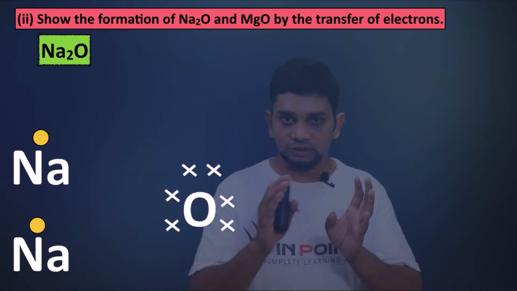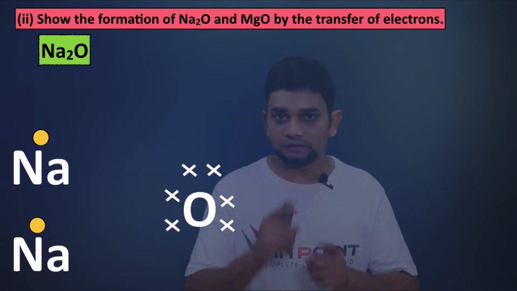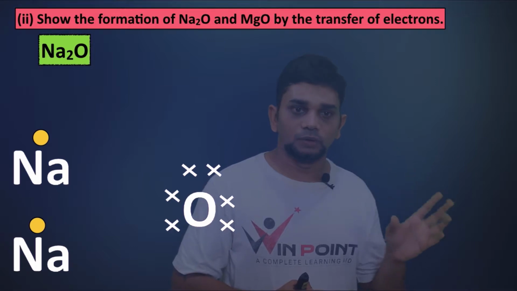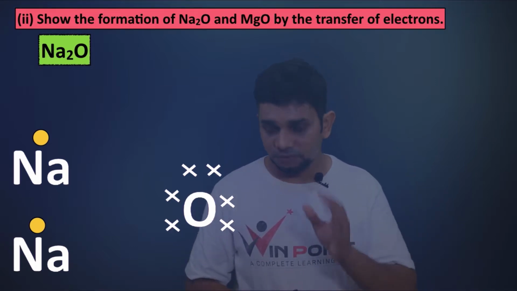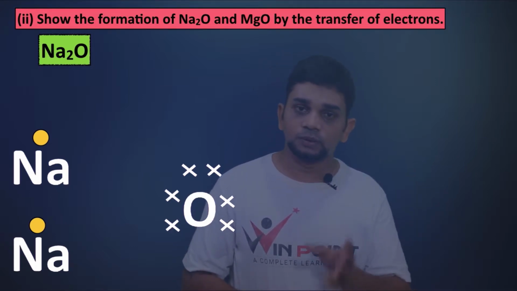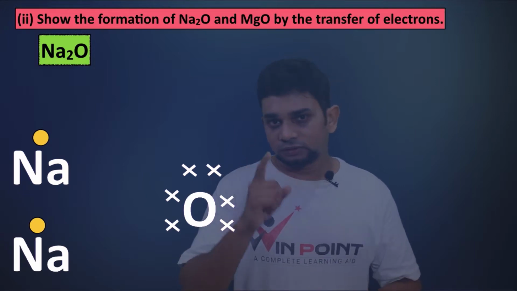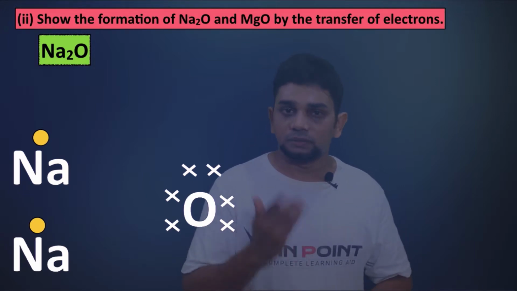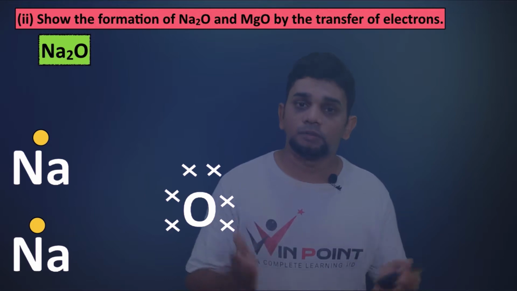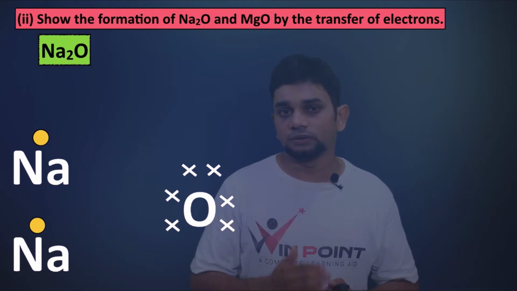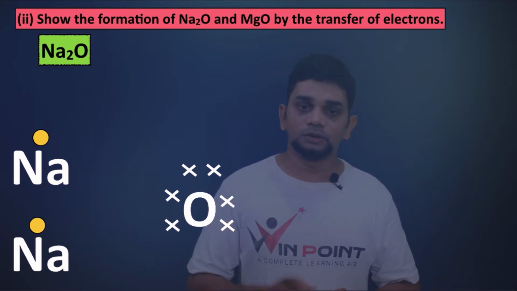We are showing the electrons of oxygen differently. It's a cross mark, and for sodium it is a dot. It will help you to distinguish between electrons of sodium and electrons of oxygen. These two sodium are going to donate one electron each. It is an ionic bond. These two sodium are going to donate one electron to the oxygen.